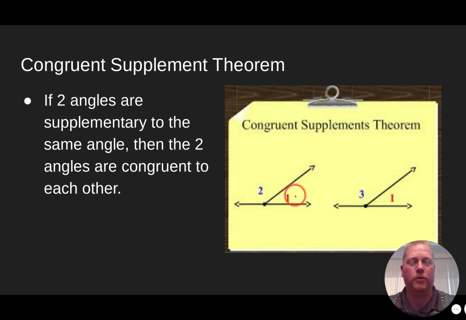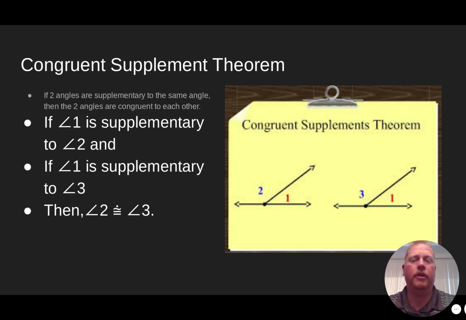So 1 and 2 add up to 180. Over here, 1 and 3 add up to 180. So therefore, since angle 1 and angle 2 add up to 180, 1 and 3 add up to 180, angles 2 and 3 have to be congruent to each other.